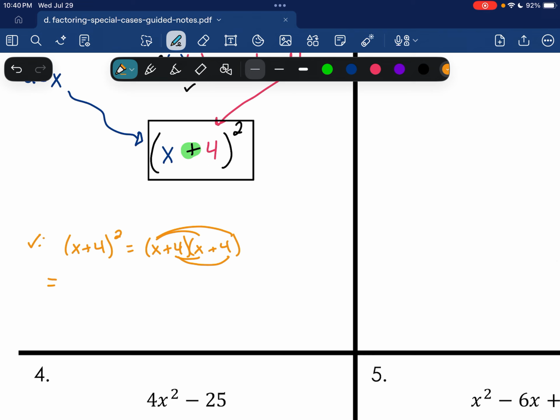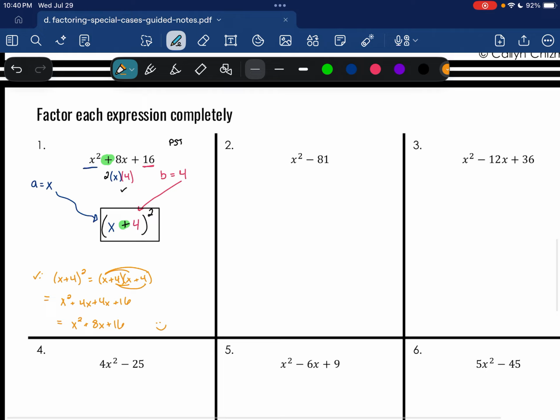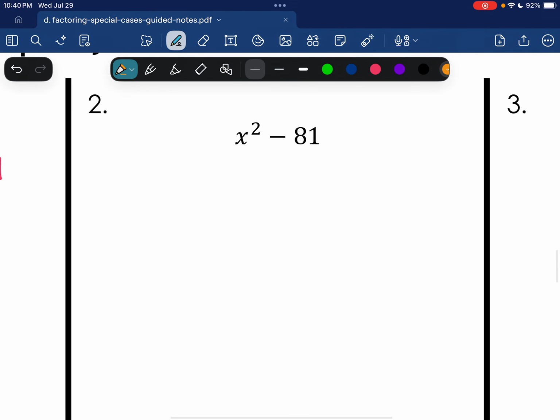All right, next one only has 2 terms. So whenever I see that there's only 2 terms, I am thinking, could this be a difference of squares? So first thing is, I notice it's got the 2 terms there, so that's looking good. Then I check to see if the first term is a perfect square. So x squared is indeed a perfect square. So that means, again, the a here is x.